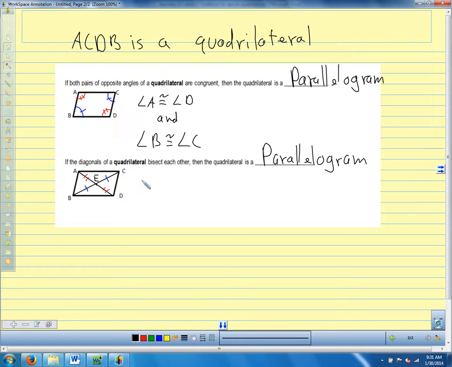And if we write it in symbols, we would say segment AE is congruent to segment ED, and segment BE is congruent to segment EC. So that's enough to tell us that we have a parallelogram. Questions there?